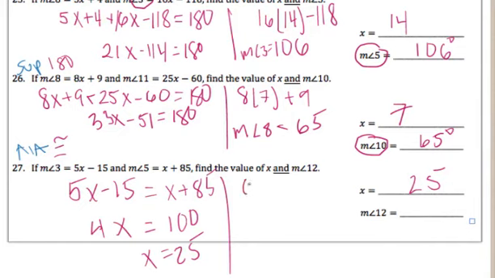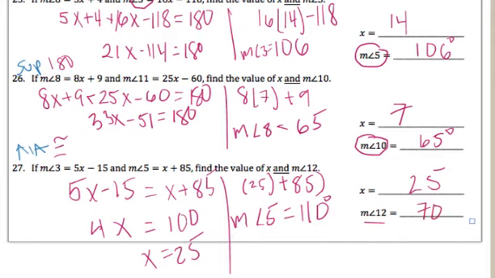So that's going to be 25 plus 85. If I add those two together, the measure of angle 5 should equal 25 plus 85, which is 110. So 12 is the supplement, so to get that to 180, we should have to just add 70. So this should be 70 degrees.